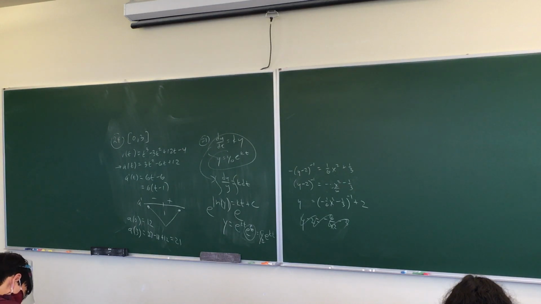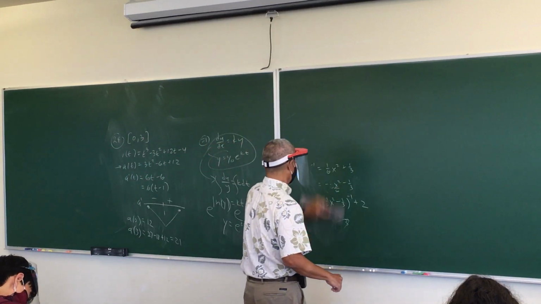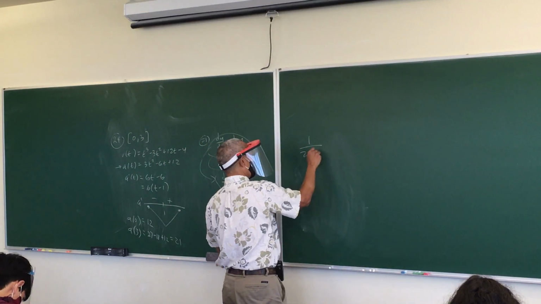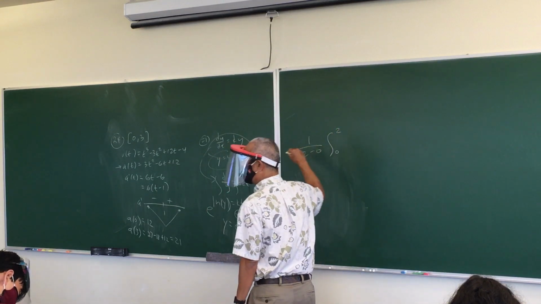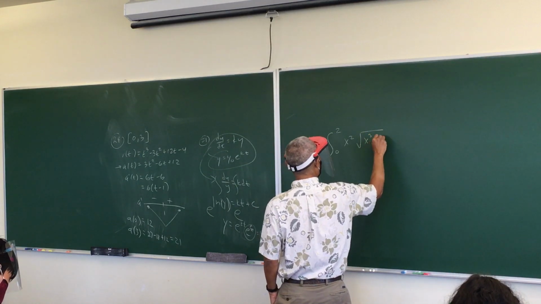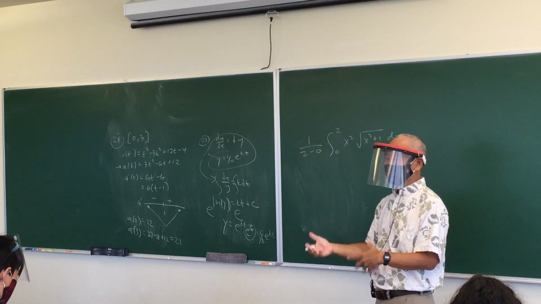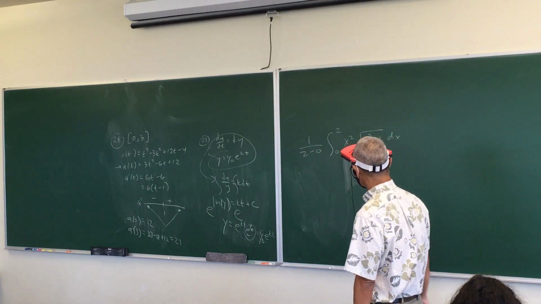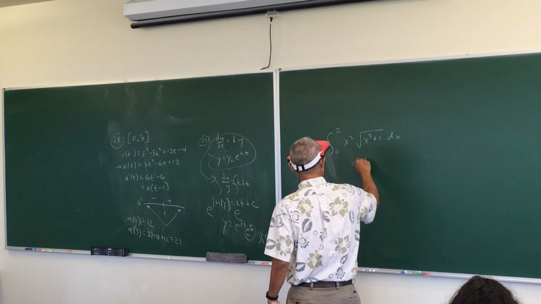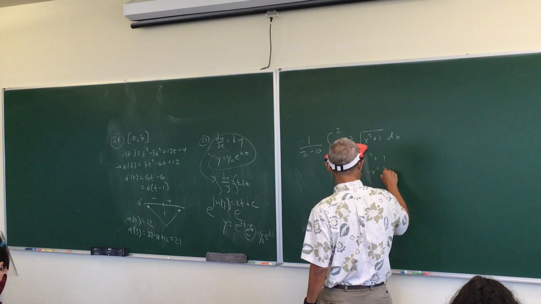Average value. Okay, we have a formula for that, right? What's the formula for average value? 1 over b minus a. Let's get rid of this. So 1 over 2 minus 0, integral from 0 to 2 of x squared times the square root of x cubed plus 1. Now, remember, on the AP exam, either it's on the list or you're going to do u substitution. This one is not on the list, so you're going to do u substitution. So u equals x cubed plus 1. du is 3x squared dx.